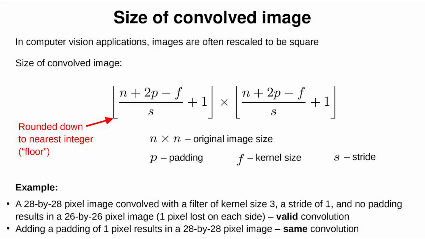Padding by 1 pixel, N is 28, P is 1, F is 3, and S is 1, would avoid losing any pixels. The resulting image would have dimensions of 28 by 28 pixels, same as the original image, and in the terminology that we introduced in the previous slide, this is a same convolution.